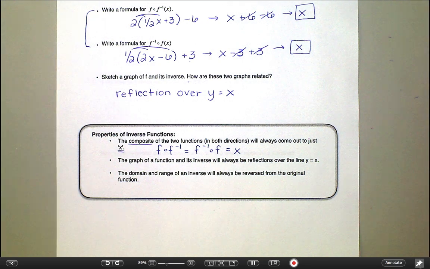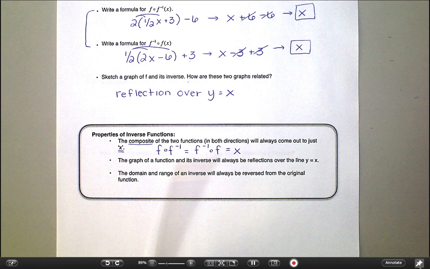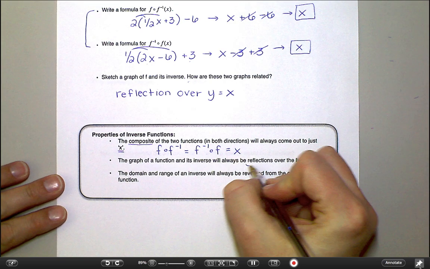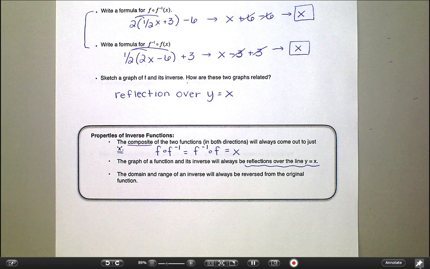You have to test it both ways. This is a question you're going to be asked a lot. If I hand you two functions and say, are these two things inverses of each other? This is how you can tell: by doing the composite and seeing if it comes out to equal x. But you have to test it in both directions, okay? Okay, and then the next one we talked about yesterday, but it's important to write down again. The graph of a function and its inverse will always be reflections over the line y equals x. And we mentioned this yesterday also. Domain and range of an inverse will always be reversed from the original because you're essentially switching the y's and the x's, so it should make sense that your domain and range are going to switch, okay?